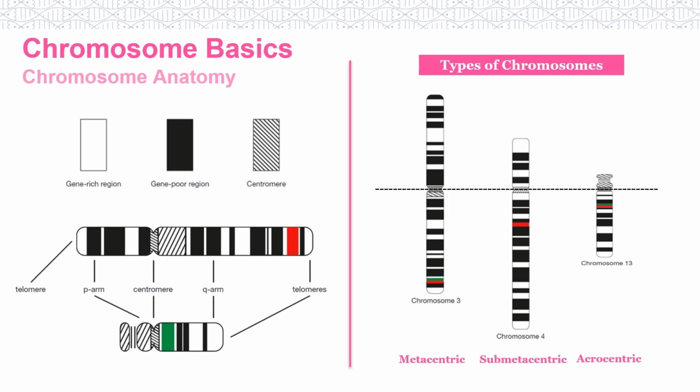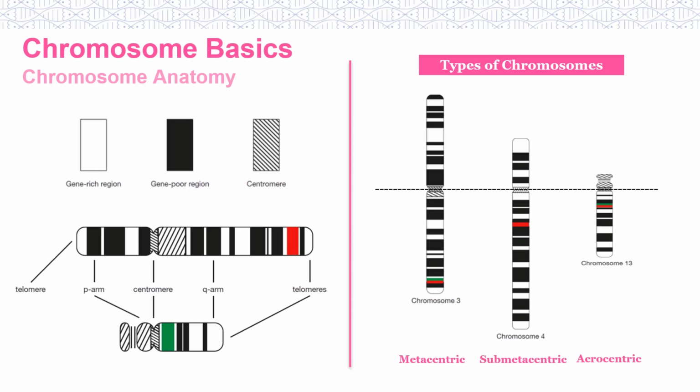The letter P was chosen to designate the short arm to represent the meaning petite, or small in French. The letter Q was selected as the longer arm solely because it was the next letter in the alphabet. Laboratories commonly use a technique called G-banding, or Giemsa banding, to stain condensed chromosomes after a harvesting procedure to produce a characteristic banding pattern for each chromosome.